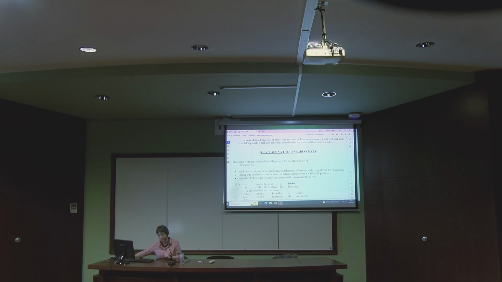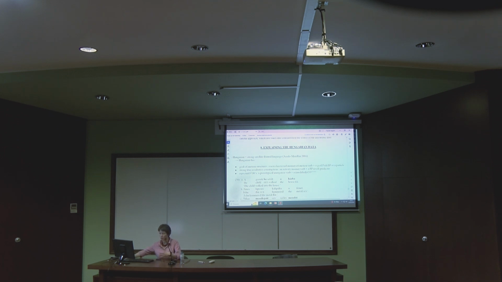Therefore, we expect this language to have motion structures, again, a non-directional manner of motion verb, followed by a goal or path PP, or a particle, mostly a particle. Strong or true resultative constructions, an activity or manner verb with, interestingly, not an adjective phrase but a PP result predicate. It's a crucial difference between English and Hungarian.